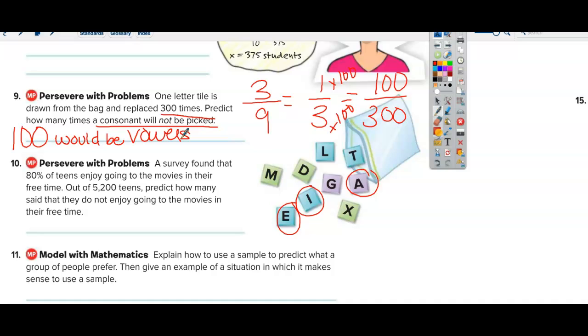A survey found that 80% of teens enjoy going to the movies in their free time. Out of 5,200 teens, predict how many would say that they do not enjoy going to the movies. You could do this two ways. You could do it setting up proportions, or we could use the part equals percent times whole. Which one would you like me to use?